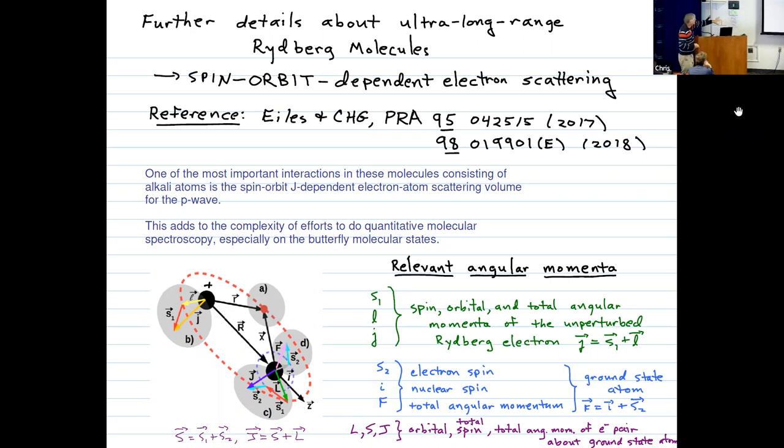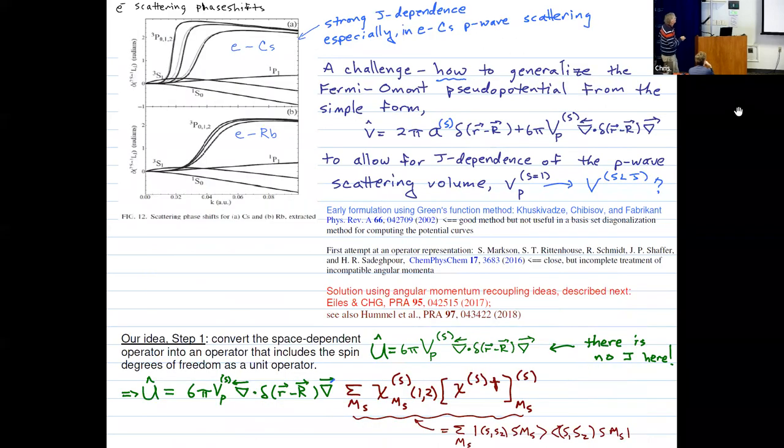So this is a rather complicated looking diagram that was in our paper. The referee said it was totally uninterpretable. Here are the spin orbit dependent scattering phase shifts. Here's the shape resonance for triple P0, triple P1, triple P2, cesium. For rubidium, it's a smaller effect, but still observable.